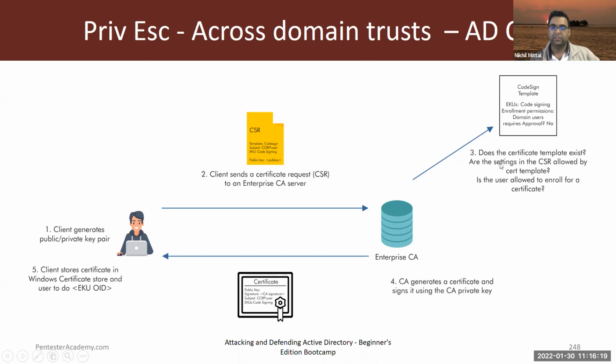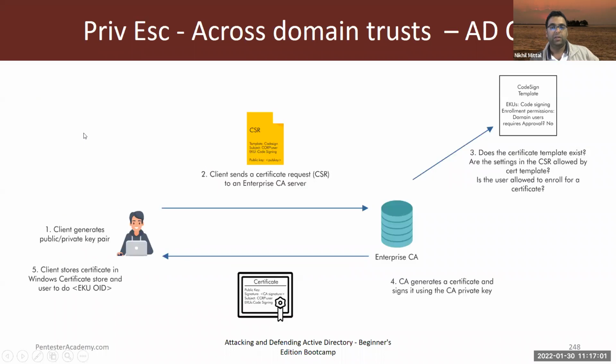Now the CA checks, does the certificate template exist? Are the settings in the request allowed by the certificate template? Is this user allowed to enroll for the certificate? After checking all of these things, if the prerequisites are met, the CA generates a certificate, signs it using its own private key, and sends it back to the user or the client. Then the certificate is stored based on the usage. If it is a machine certificate, it goes to the machine store. If it is a user certificate, it goes to the user store. That is how a simple certificate request works.